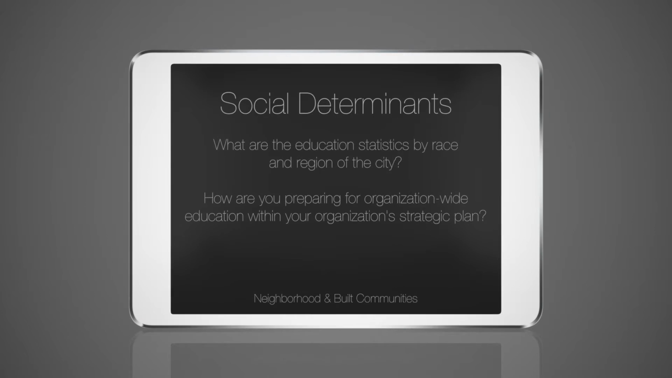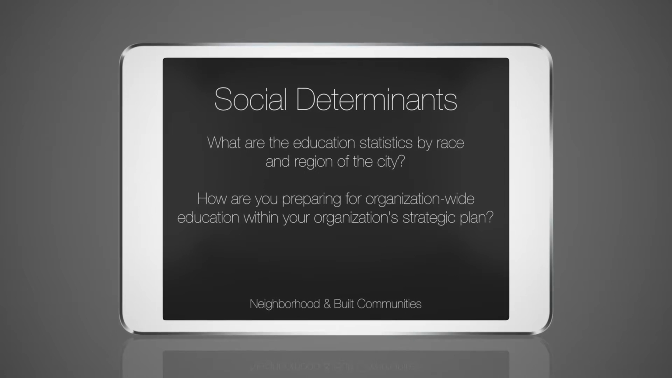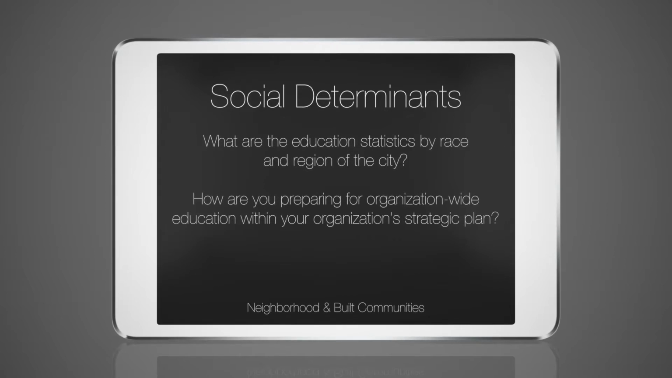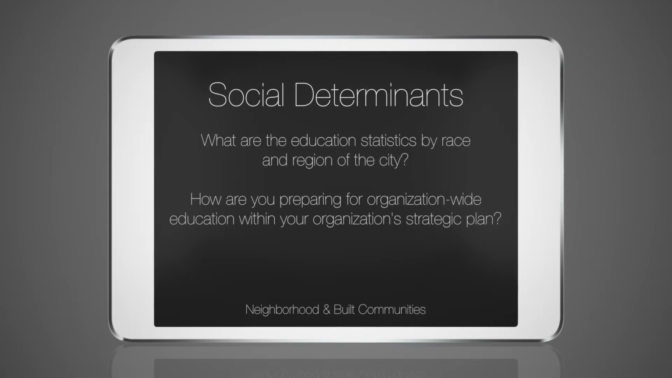The third set of questions are centered around education. What are the education statistics by race, region of the city? And how are you preparing for organizational-wide education within your organization's strategic plan? Take the time to analyze the statistics of race within a particular school district, not only to see who's performing more than others, but also look at statistics based on majors and electives.